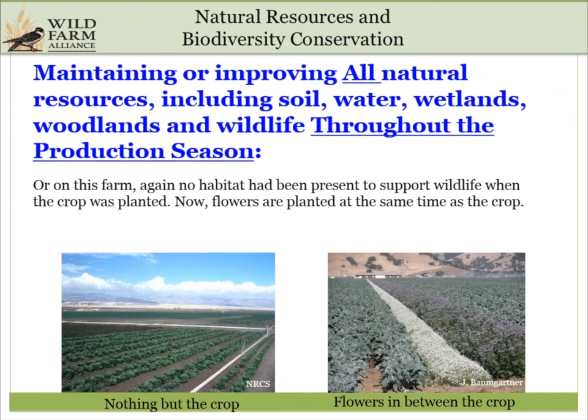So in this example, it's kind of following up on that last point. There's no habitat on the image on the left. And on the right, the flowers were planted at the same time as the crop. This is alyssum, and you can kind of see there's a lavender phacelia that has been planted with that brassica crop too.